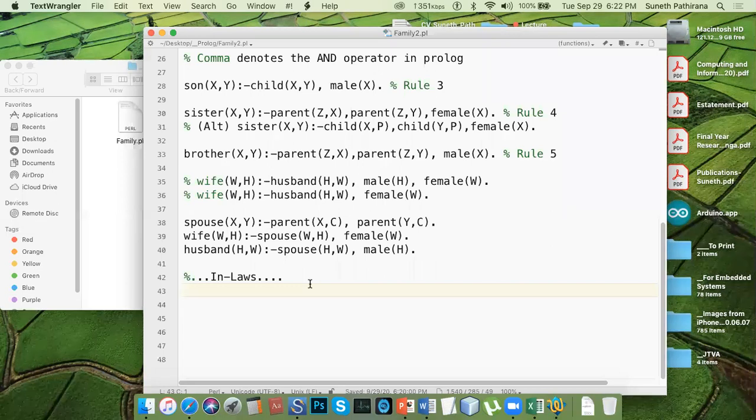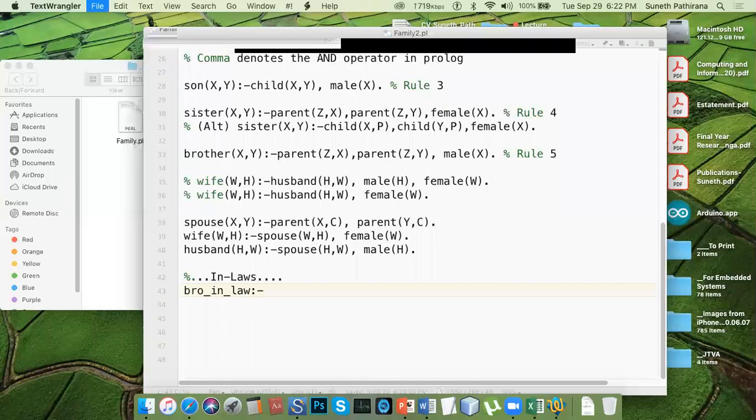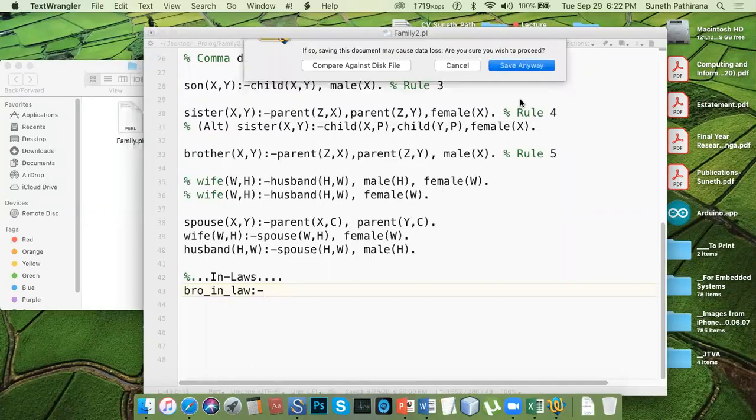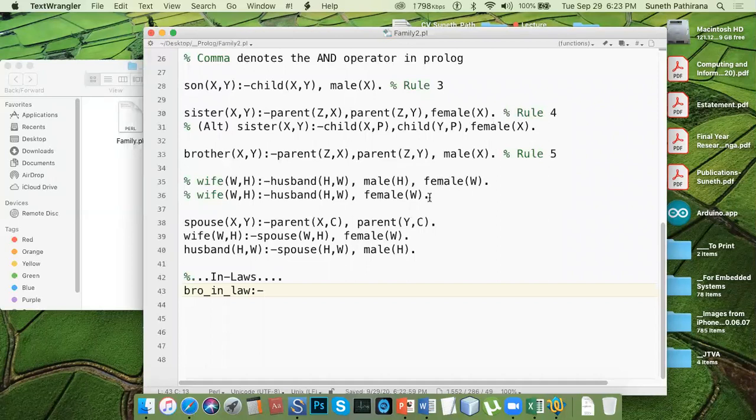So let's try to define bro-in-law. Don't put LOW, that means low sugar and low pressure or something. LAW means the legal thing. Okay, bro-in-law, colon dash. That means if-then, then what? Bro-in-law. Of course, we need to have parameters.